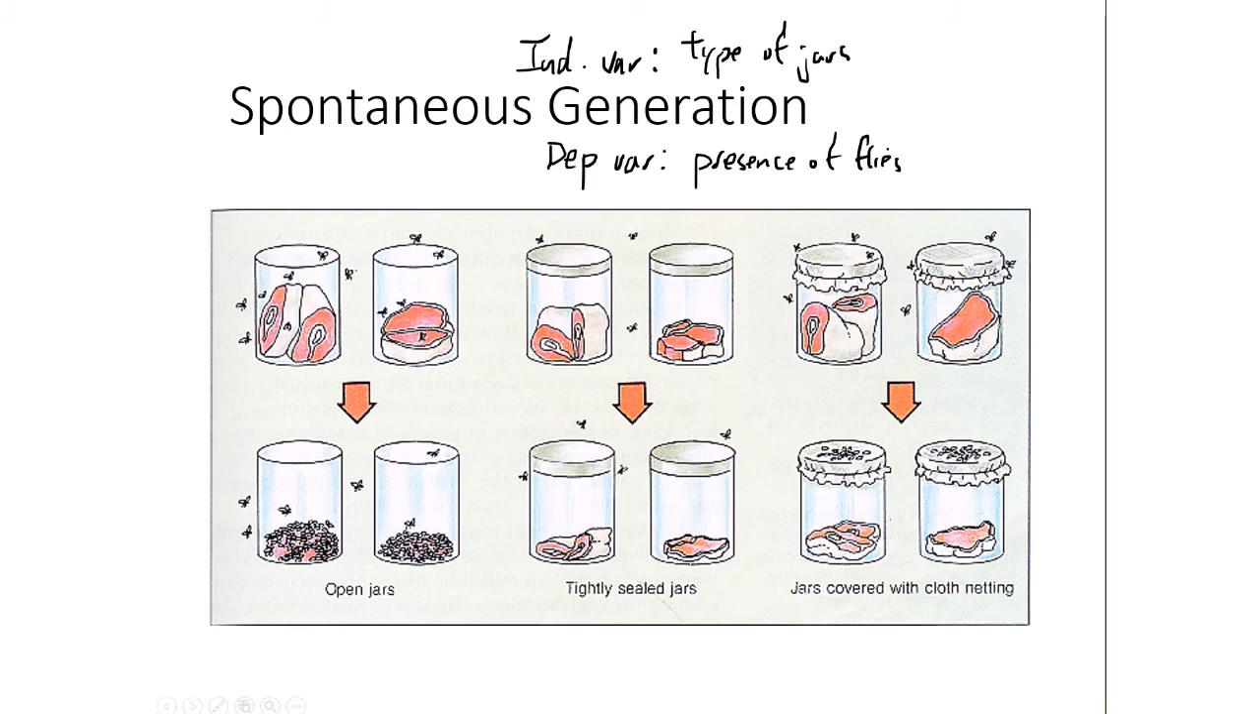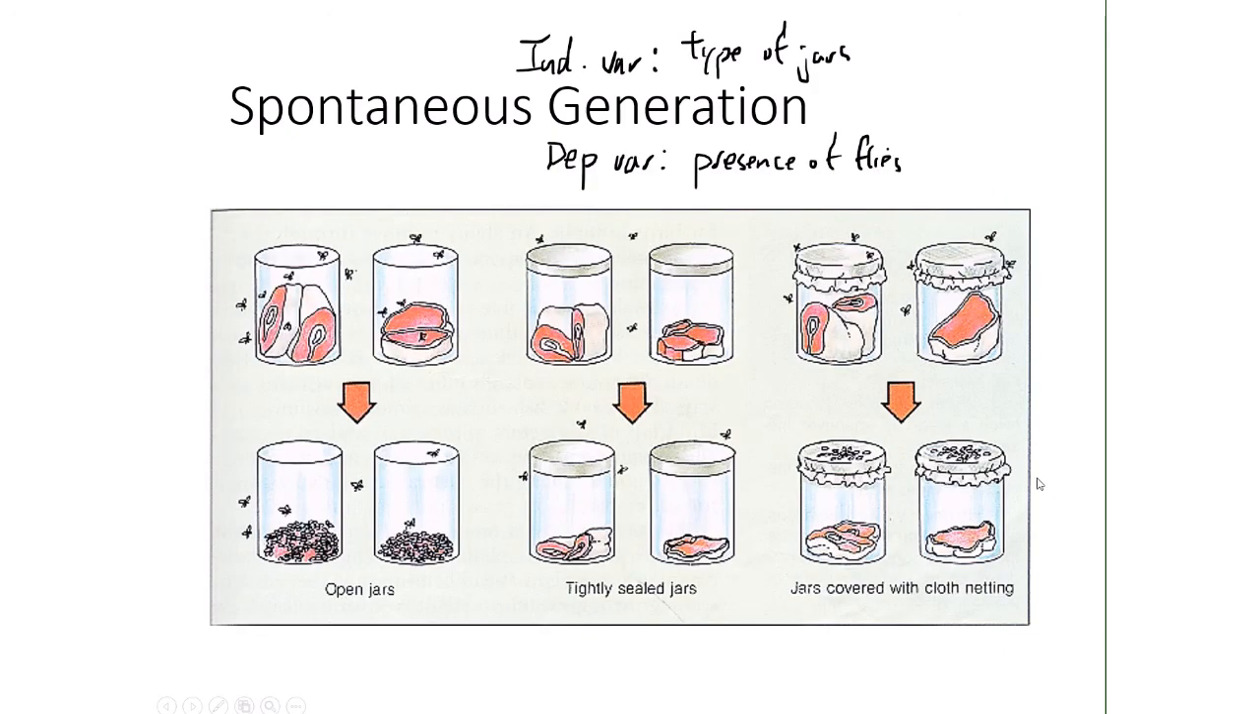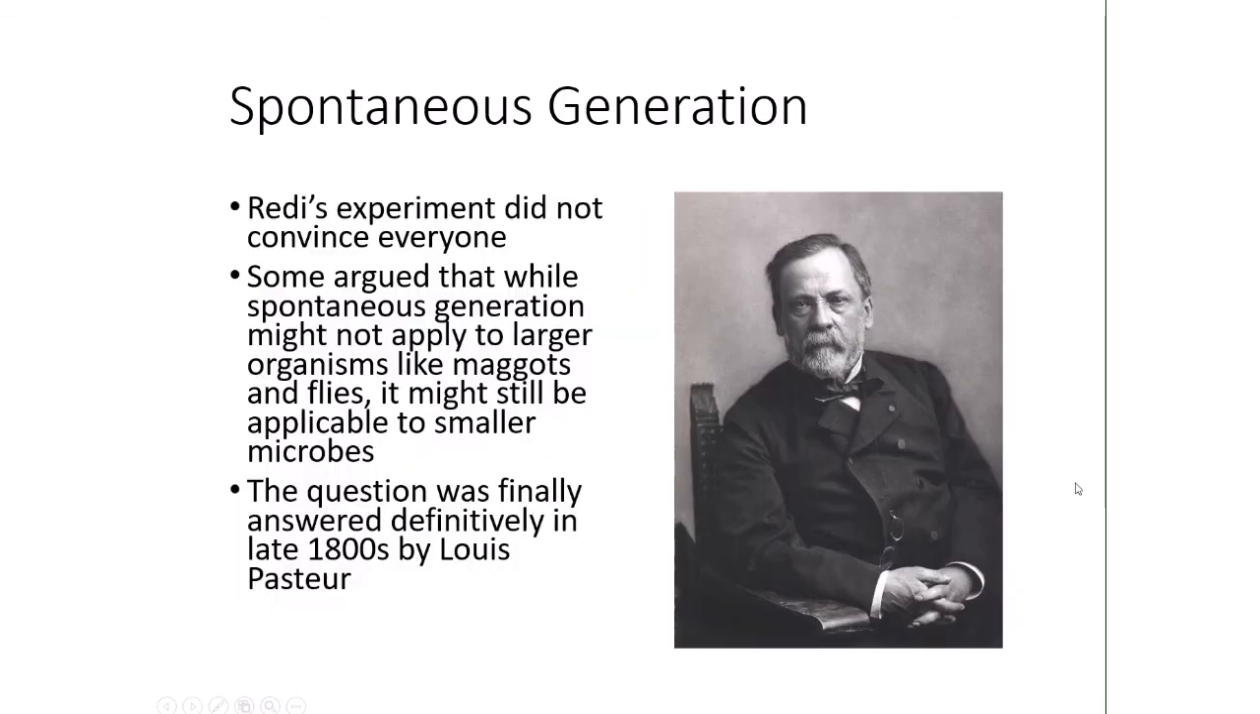So as expected, you see a bunch of flies and maggots going into the open jars. The tightly sealed jars have nothing. I mean, the meat is turning bad, but there are no maggots on it. And finally, with the jars covered with cloth netting, you see the maggots crawling on the cloth, but not on the meat. So based on this result, he was able to conclude that only flies make flies, and the meat cannot transform into flies.